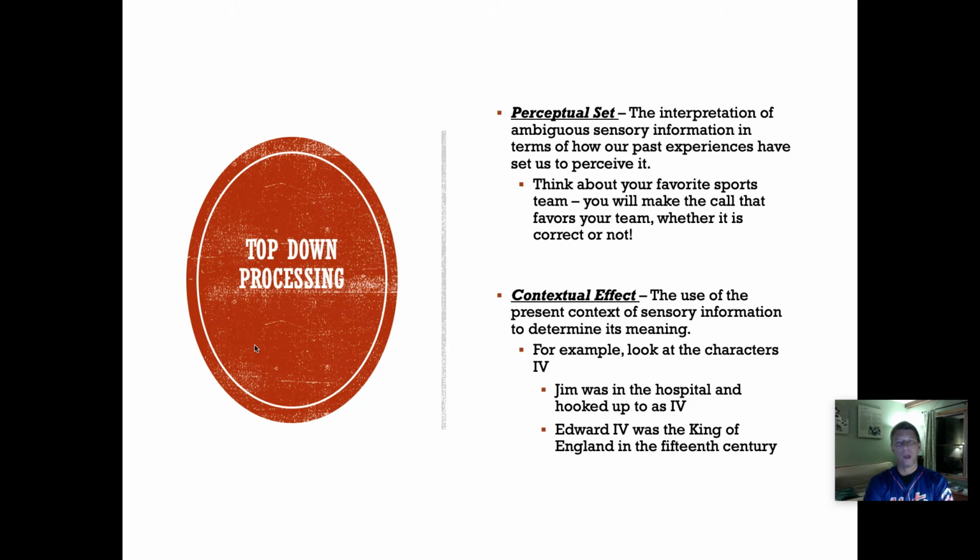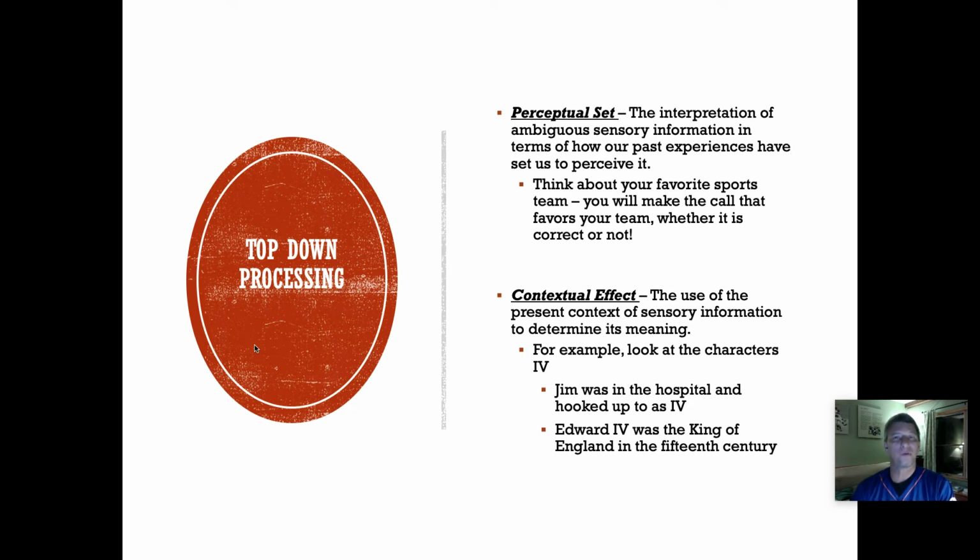Now, by far, the most important aspect of processing for humans is top-down processing, because this is what's occurring in the brain. This is really the perception, if you will. And it starts with what we call the perceptual set. What that means is the interpretation of ambiguous sensory information in terms of how our past experiences have set us to perceive it.